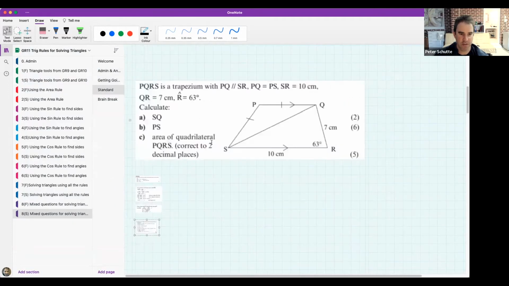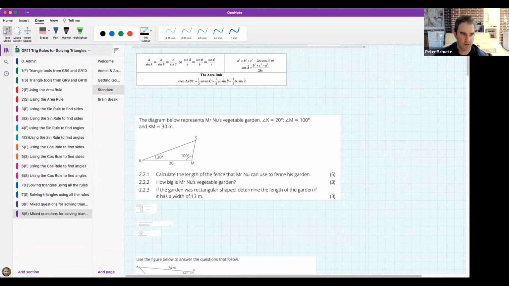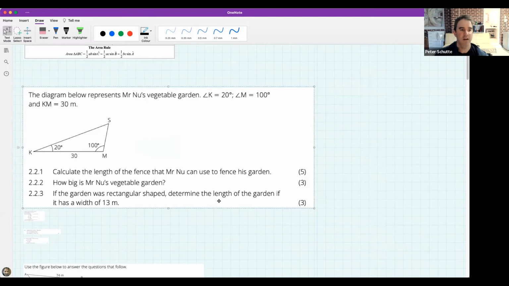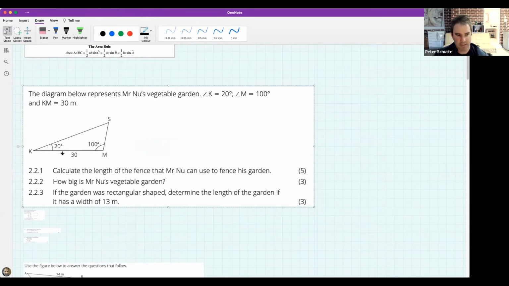Okay, so let's get going with a question from a past exam. Here's your question. You are given a diagram that is depicting someone's garden, and you need to calculate the length of the fence that has to go around this garden in order for it to be fenced off. Before you start working this out, I want someone to tell me their strategy, and you can either raise your hand and tell me your strategy, or you can put it in the chat. But what do you think we're going to have to do to answer this question? And what tool do you think we're going to use?